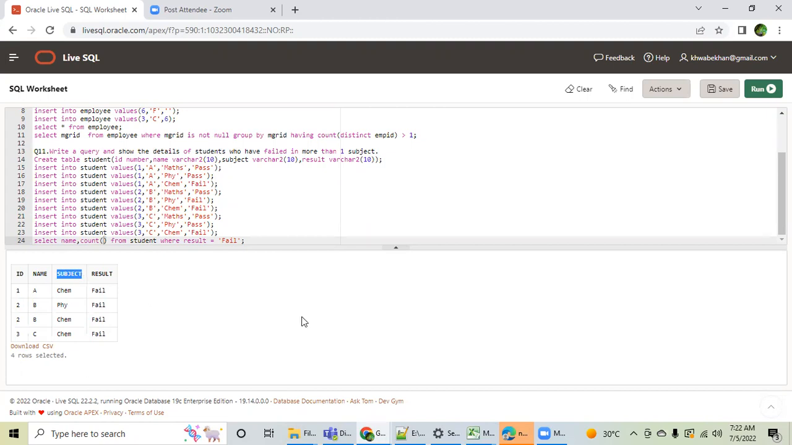Challenge me: if I am telling something and you have a different opinion, you can challenge it. For example, Tanvir, you may say I will use count of ID. What is the problem? You can challenge it. So you have to find the subject count for each student, right? So I will give subject here, and then I have to give group by name. Now I'm running this query. So B is 2, C 1, A 1. Now what filter condition do I have to give?